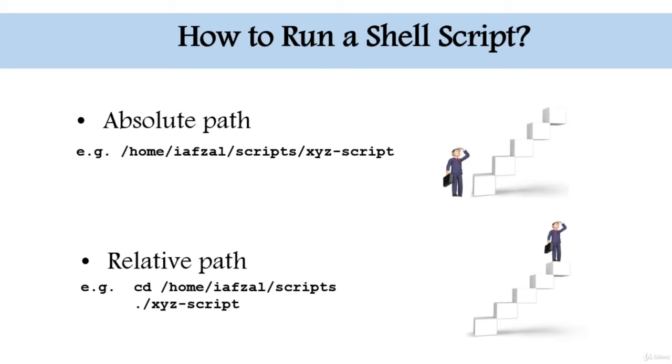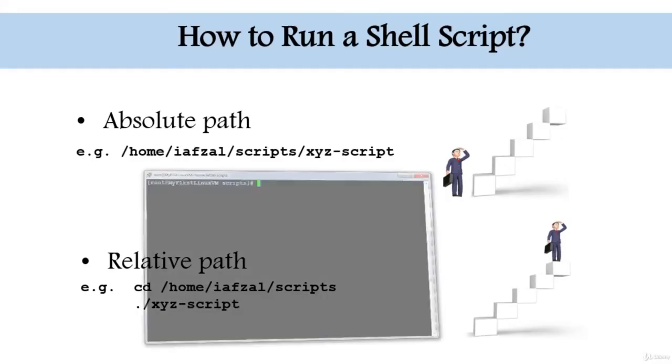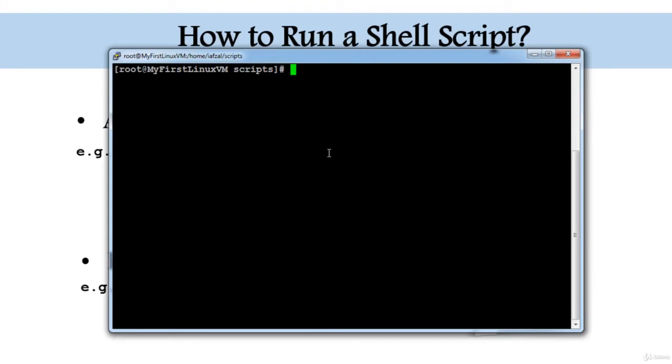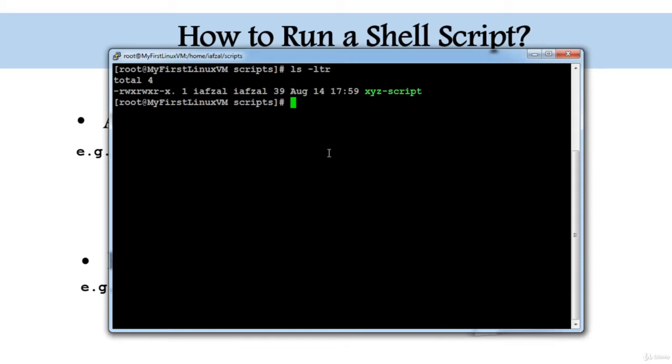So the way it works is I have my Linux machine up. Let me log into my Linux machine. So I have my script right here. It's called XYZ-script. If you notice, I am in my /home/ifzol and /scripts directory. I created a directory called scripts in my home directory, and I create all my scripts in that directory. So if I am already in that directory, I could run that script.